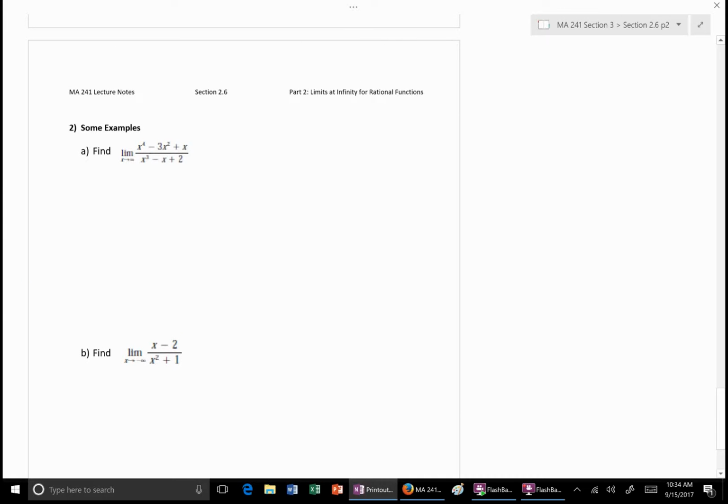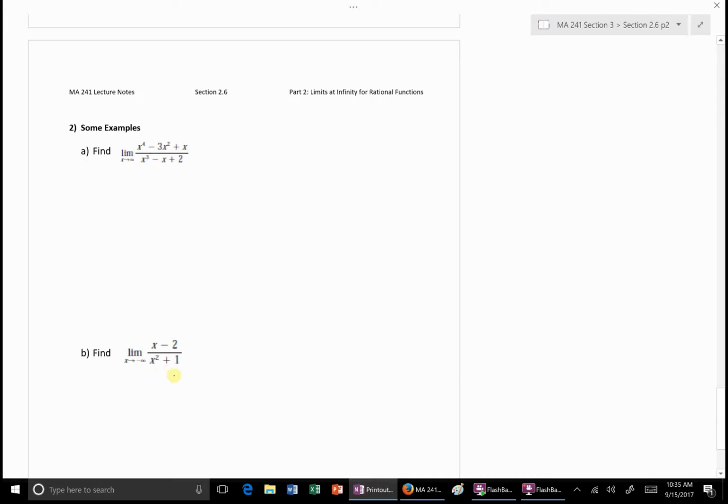So what about this? This is an interesting one. This is at the end of section part 2. Whenever I see negative infinity, I get careful. I don't rush into it. I look at things carefully. Okay? So here's what's going on. Let's go ahead and work it out.